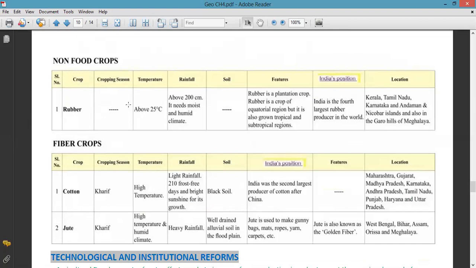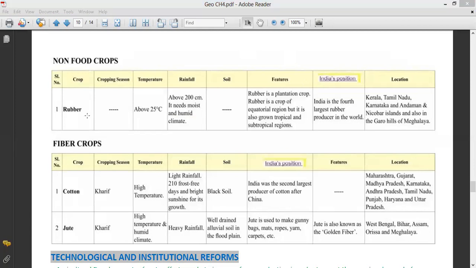Okay, first rubber cropping season: no. Why? It's not season dependent. It is not season dependent. Why? By common guess, can you say? Any season. Okay, it can be grown in any season.